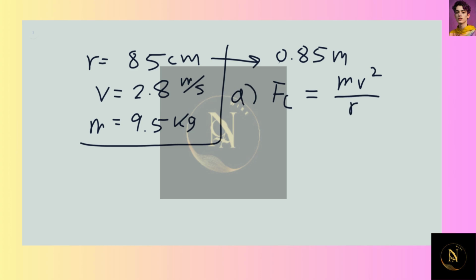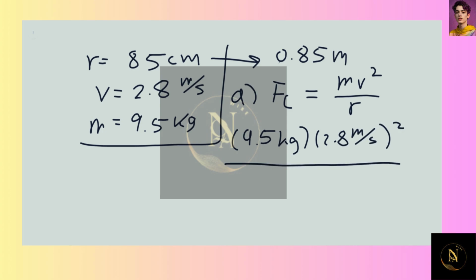The first part of the problem is just to find the centripetal force, which we know is given by the equation mv squared over r. All we have to do, since those are all known quantities, is start plugging in. So we have 9.5 kilograms, 2.8 meters per second squared, all over 0.85 meters. And when we solve that, it is going to be roughly, after we round, 88.